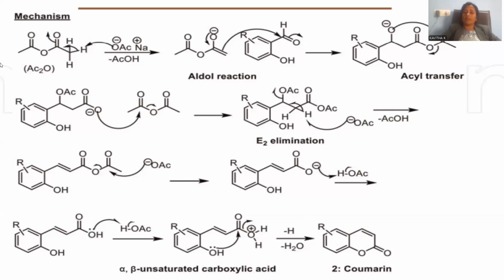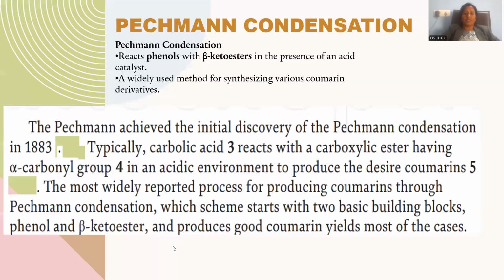So here the important starting materials taken are acetic anhydride and sodium acetate for the initiation of the reaction, and another reactant required is salicylaldehyde. So these reactants finally give rise to coumarin as the final product by the Perkin reaction.